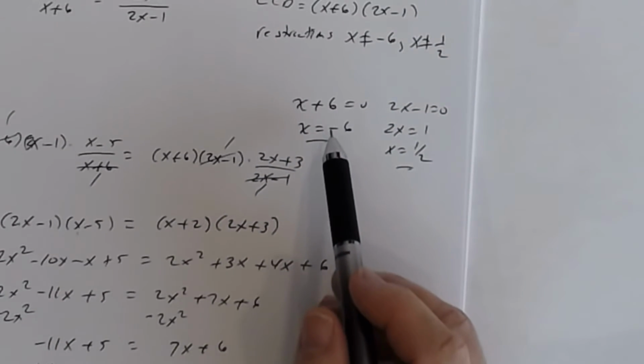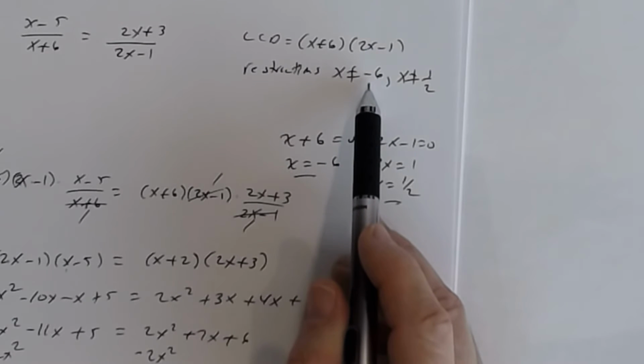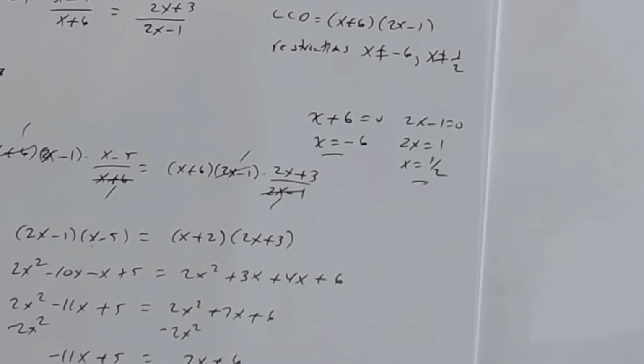So here are my restrictions. There are 2 of them. I cannot have x equal negative 6, and I cannot have x equal 1/2. Okay?